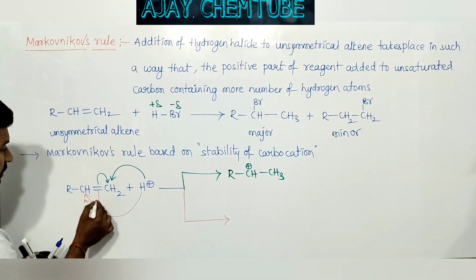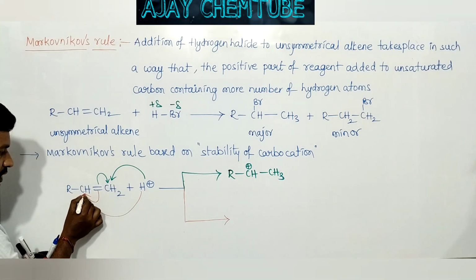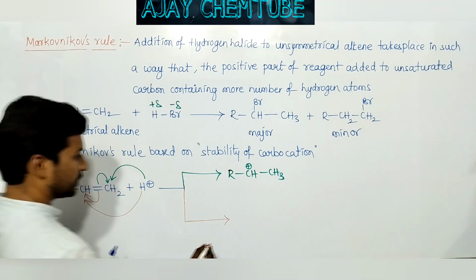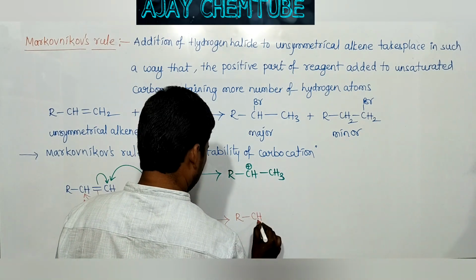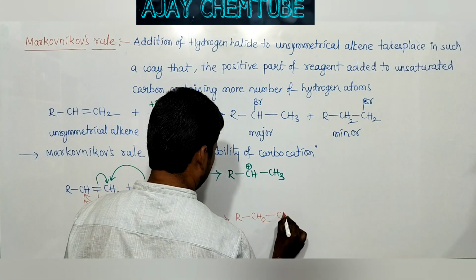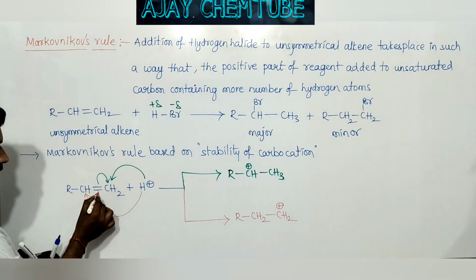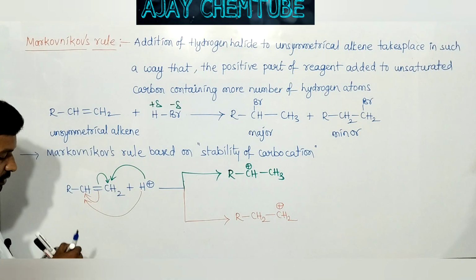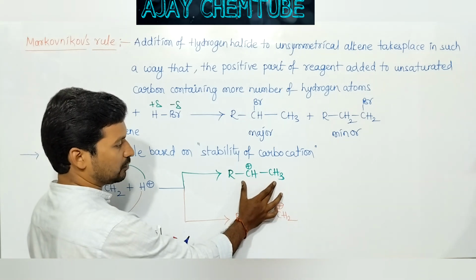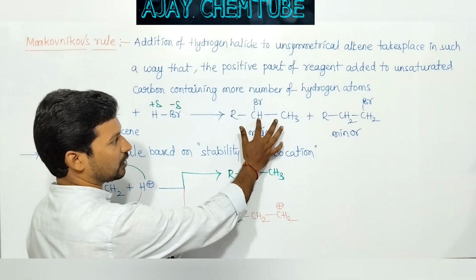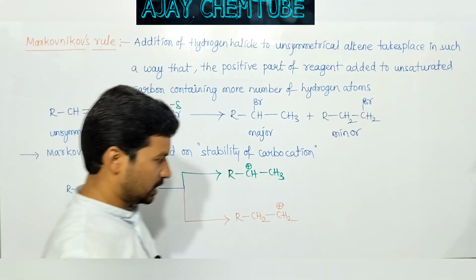If this pi bond shifts towards this carbon, H is added here, and the pi bond shifts towards this carbon, so this carbon becomes positive. That means R here, CH2, and this carbon becomes positive, because here the pi bond shifted, so this carbon becomes positive. So this is more stable, this is major, that's why this product is major. Of course, by the addition of Br minus. Next step, Br minus addition.